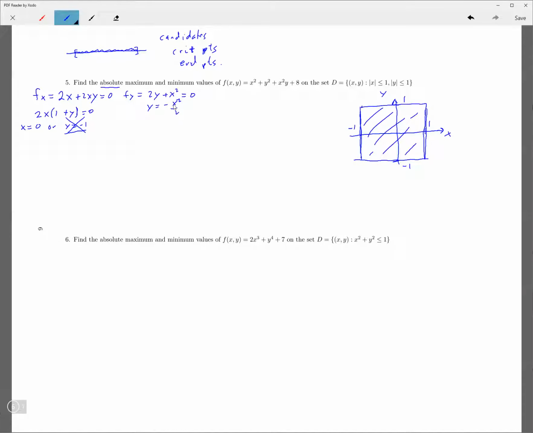Okay, so if x is 0, then y is negative x squared over 2. That means y also has to be 0. Okay, so 0, 0 is the only point. So if we're making a list of candidates, then 0, 0 qualifies because it's a critical point. Okay, so remember, the idea was to look in here for critical points and then take the endpoints.